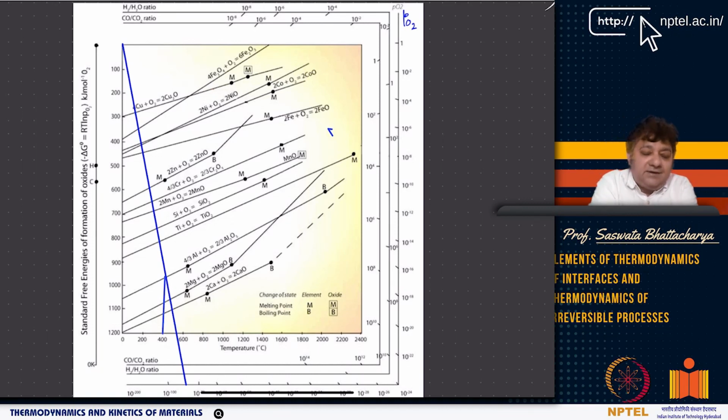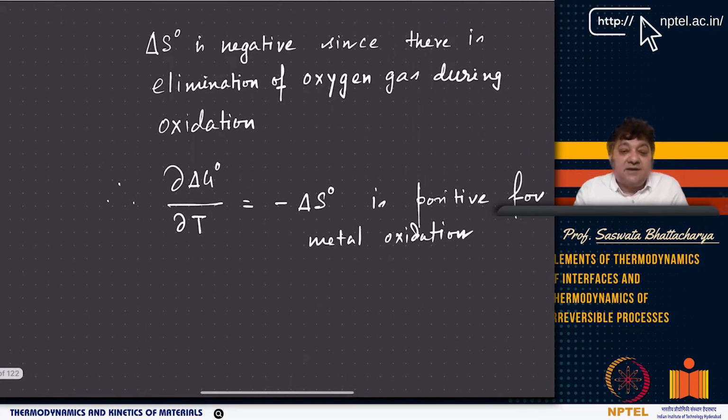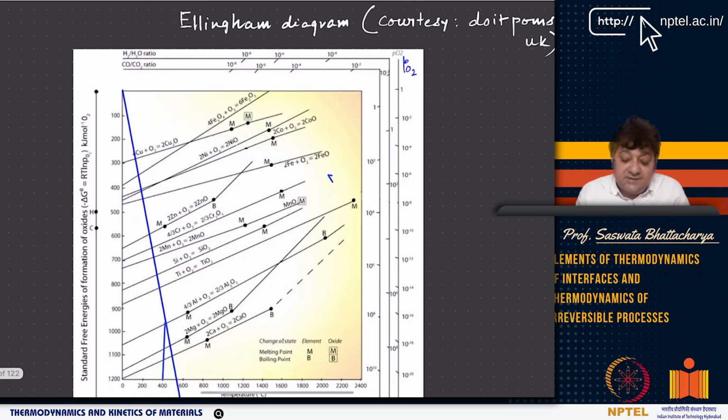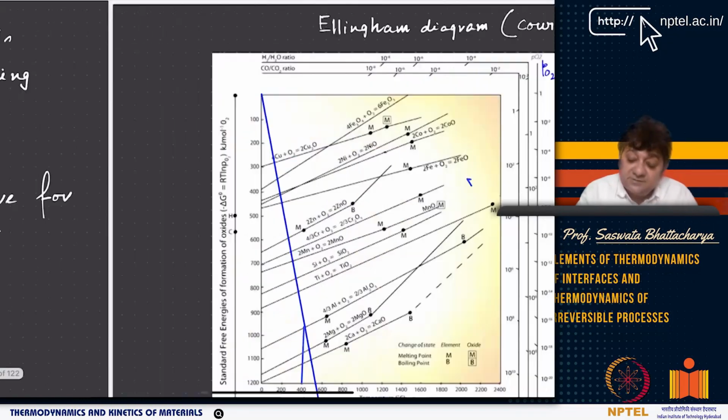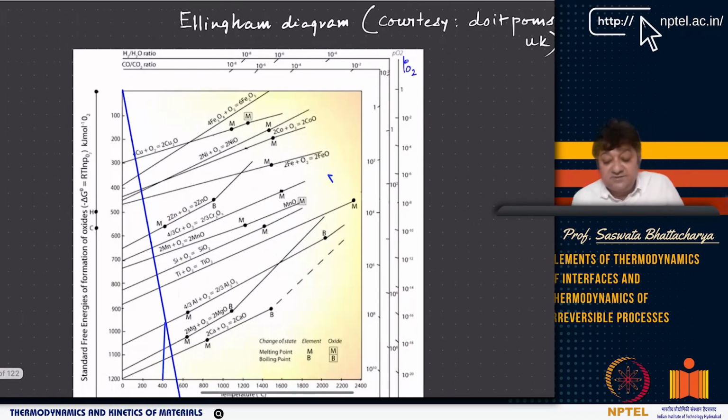As we saw, d(delta G naught)/dT is minus delta S naught. Now, if it is minus delta S naught, you will wonder why the slope is then positive. This is because delta S naught itself is negative. Why is it negative? Because you are consuming all the oxygen, right? So delta S naught itself is negative. So minus of delta S naught will basically give you a positive slope.